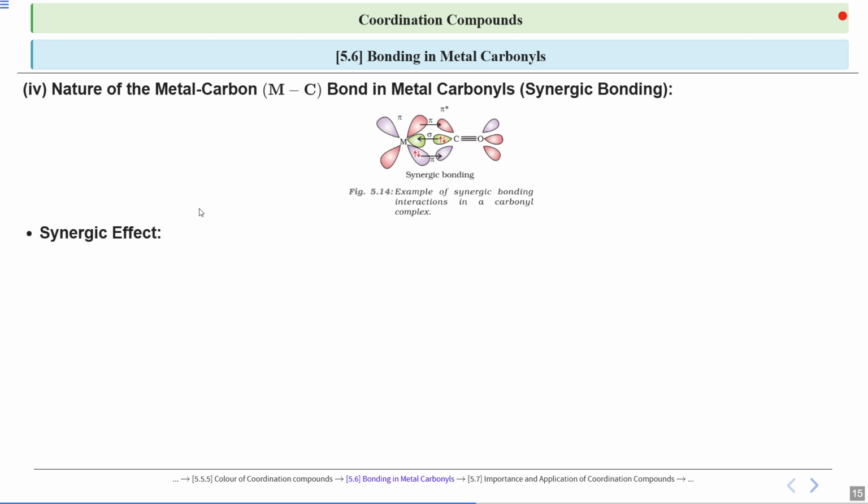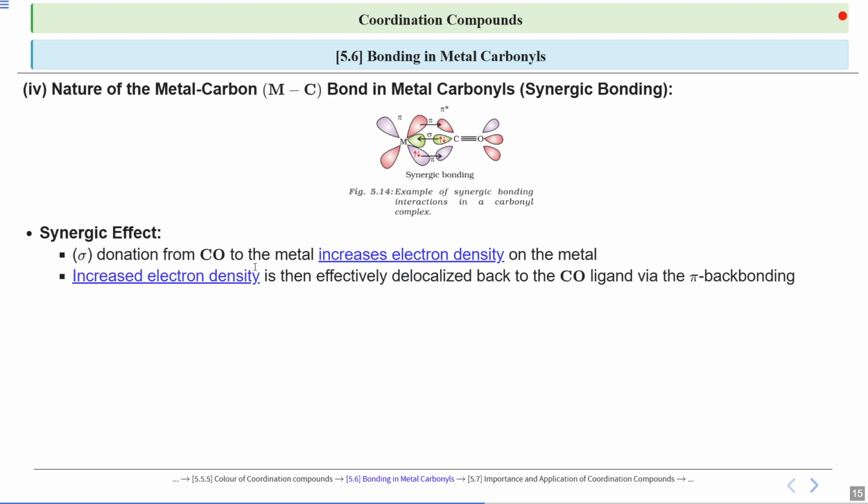Now the synergic effect. Sigma donation from the carbonyl to the metal increases the electron density on the metal. This is so simple: if the carbonyl ligand is going to donate its electron to the metal, then the electron density on the metal is going to increase. This increased electron density is then effectively delocalized back to the carbonyl ligand via the pi back bonding.